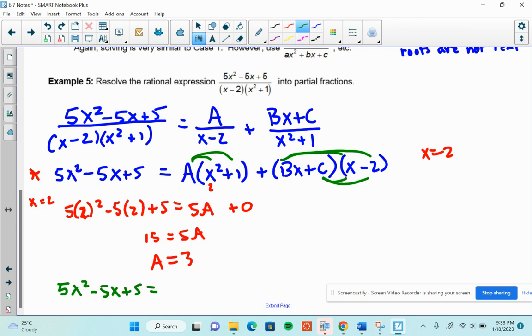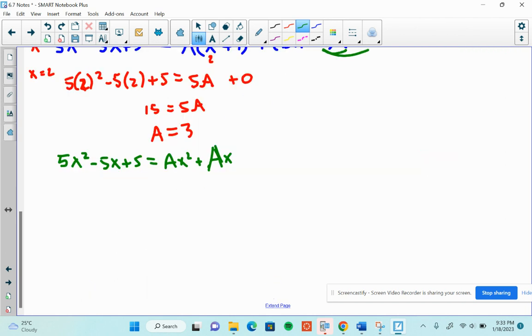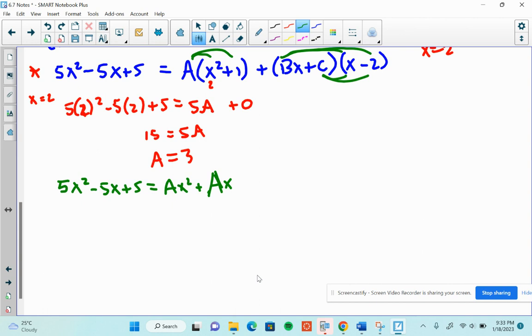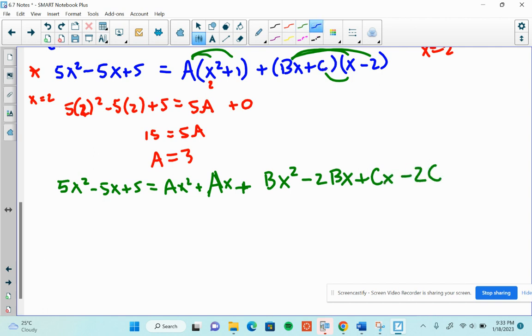So we are multiplying out the right-hand side now. So ax squared plus ax plus, and then when I distribute over here, look at what has to happen. I have bx squared, and then I have minus 2bx, and then I have plus cx, and I have minus 2c. All right, that's what we have.